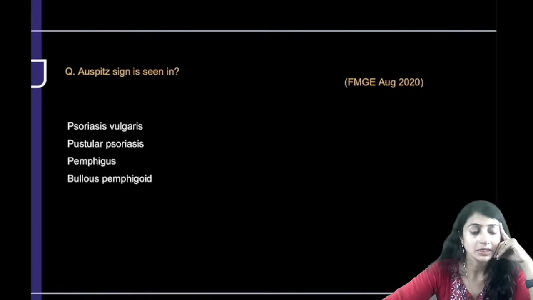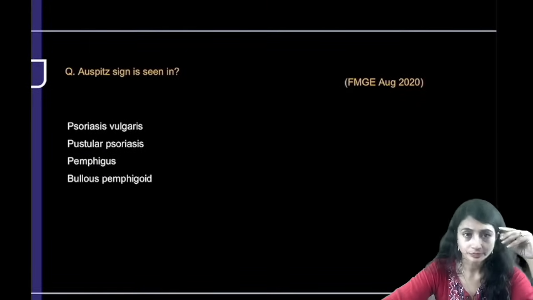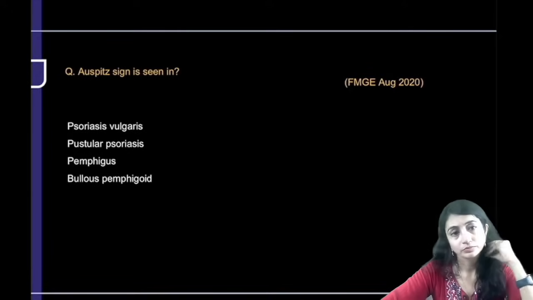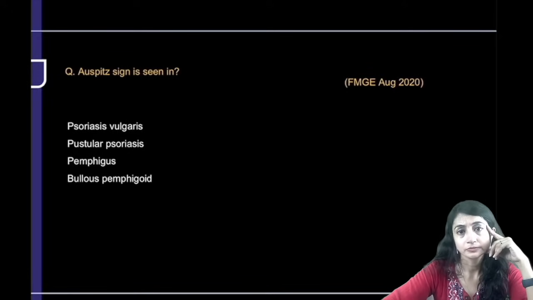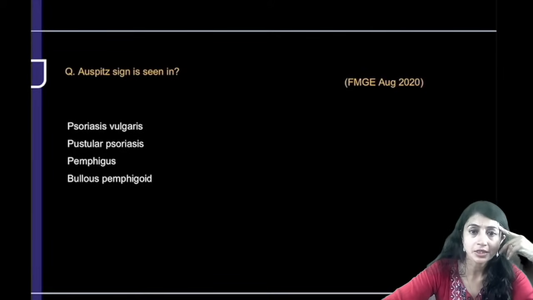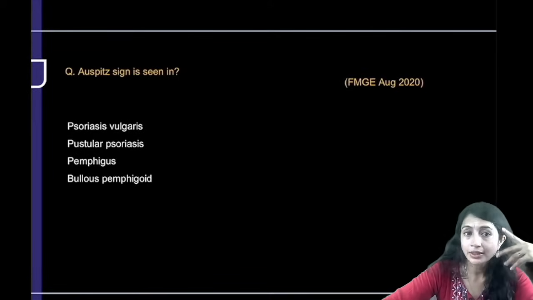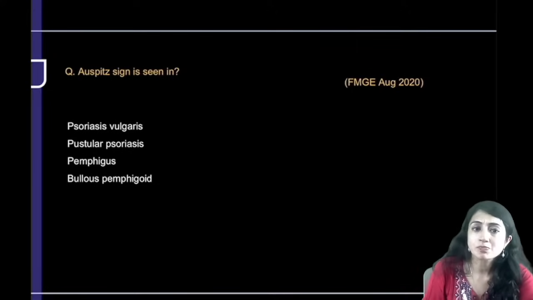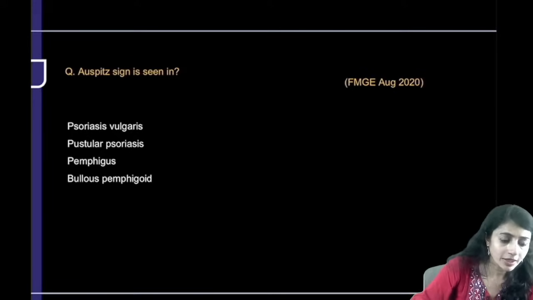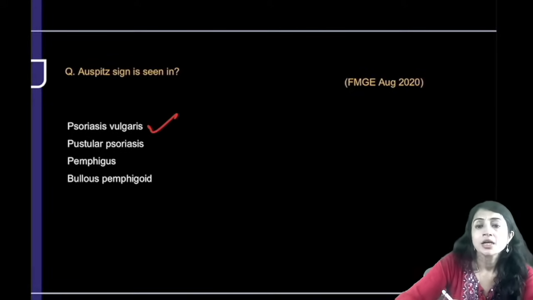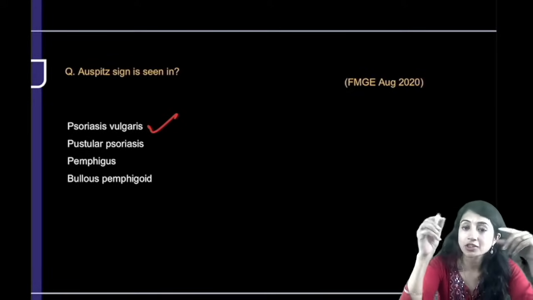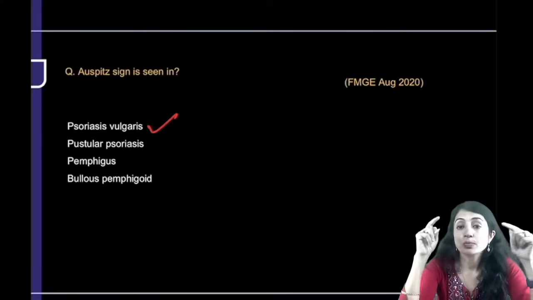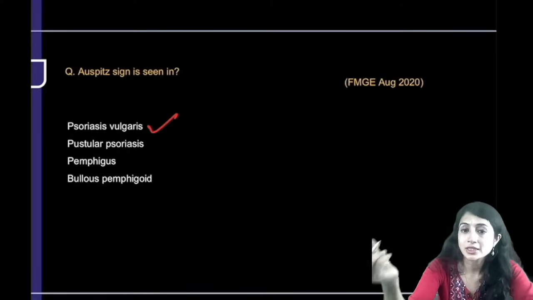Auspitz sign is seen in... I'm trying to quickly cover as many questions as possible in this session, and I'm liking that you are very well aware, and I'm so happy to see this. So Auspitz sign is seen in psoriasis vulgaris, you are all right. There was a question earlier which said pinpoint pitting. Pinpoint bleeding point is Auspitz sign.